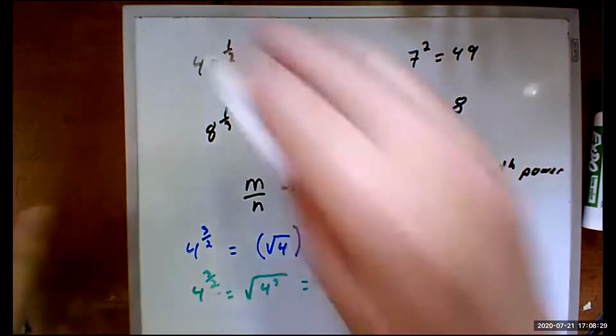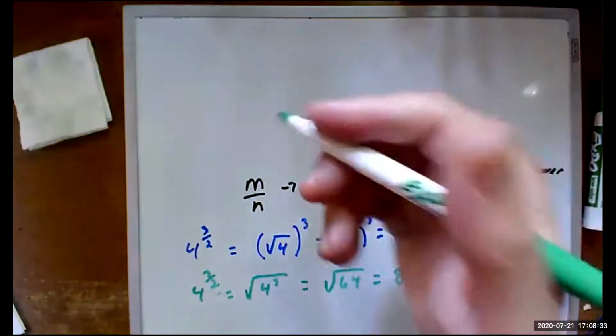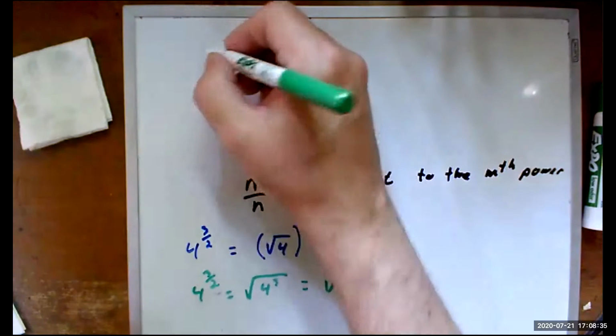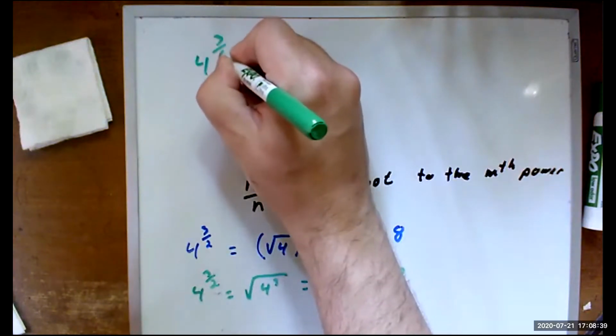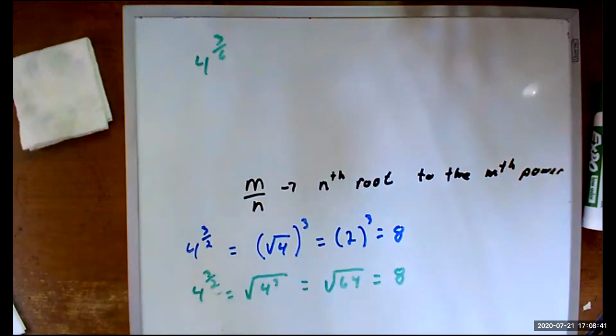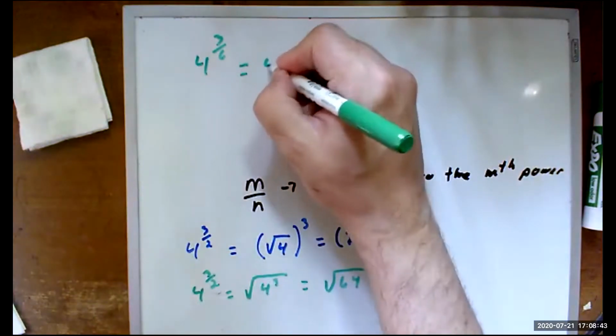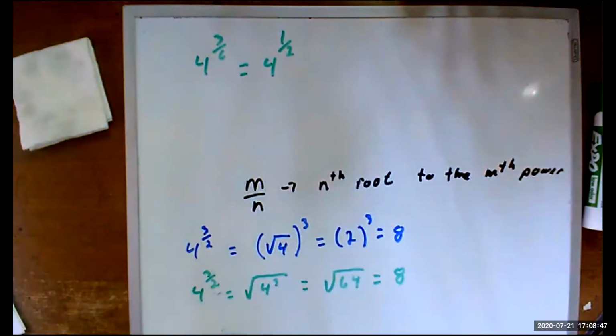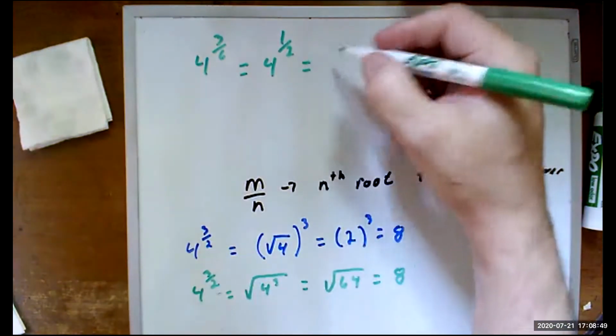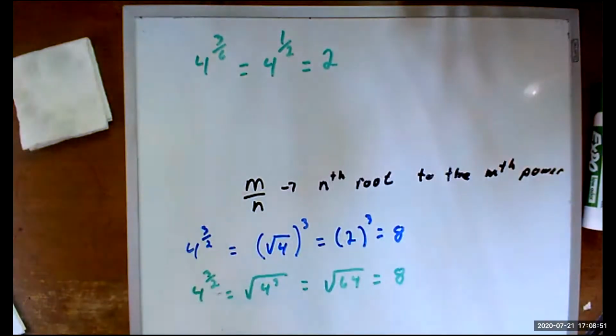So if I have 4 to the power of 3 over 6, well, 3 over 6 reduces. So I can go ahead and just reduce that fraction down to 1/2. Which, as we learned just now, is the same as asking for the square root. So we just take it, and we're good.